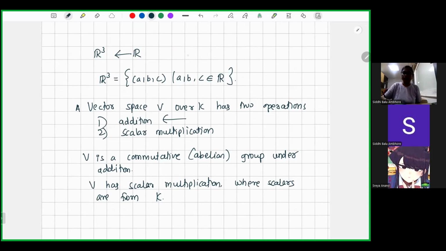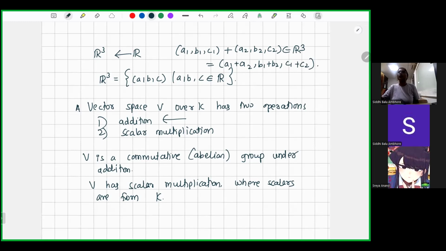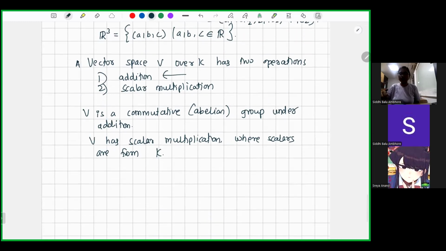So when we say R3 is a R vector space, the addition is as usual, what we do coordinate wise. For example, if I take this A1, B1, C1 and A2, B2, C2 from R3, then their addition is just coordinate wise A1 plus A2, B1 plus B2, C1 plus C2. Okay, so addition is not a problem.